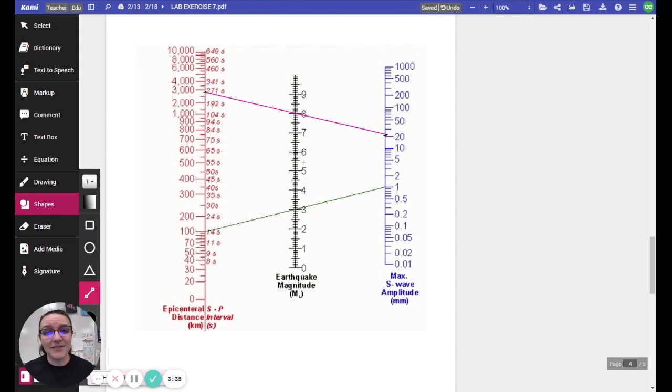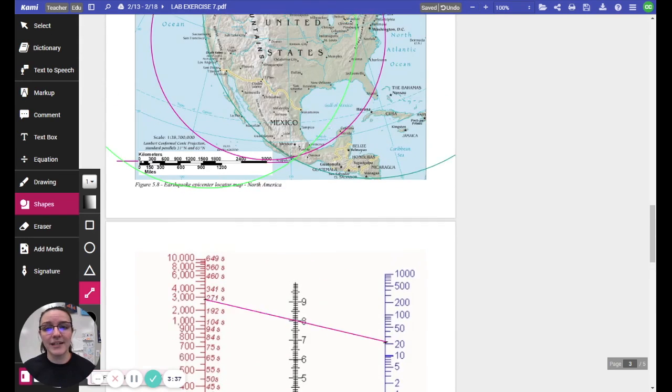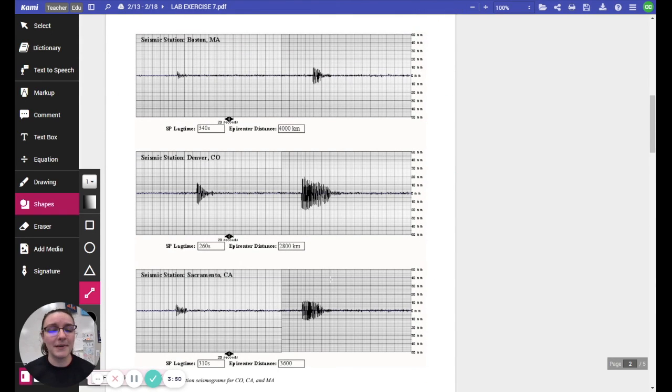So the magnitude of this earthquake would be about an 8.0 for this earthquake measured in Boston, Denver, and Sacramento. And that is how you triangulate an earthquake and you find its Richter magnitude.